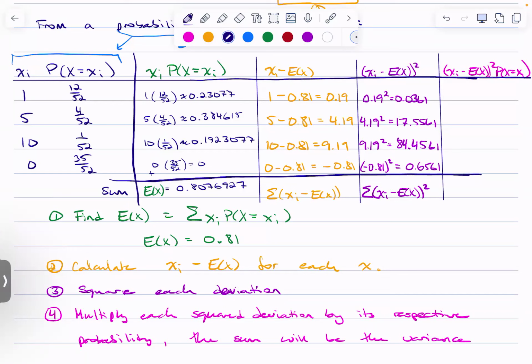Okay. Do I have room? 0.0361 times 12 over 52. It's going to be very small. 0.008331.